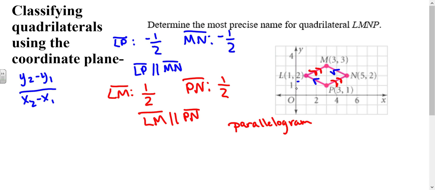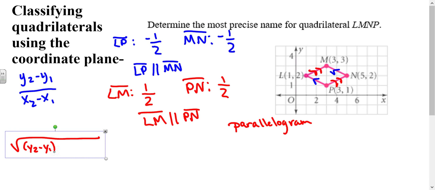So now we're going to look at the distance between these different sides to see if they are congruent. So what I could do is find the distance between L and M. Remember, our distance formula is y2 minus y1 squared plus x2 minus x1 squared. And you can do the x's first or the y's, but we're going to end up adding them together anyway, so it's not going to make a difference in our formula.